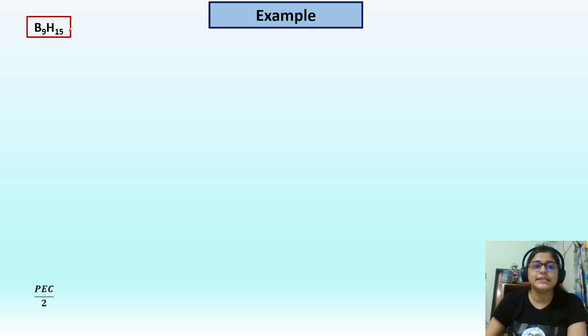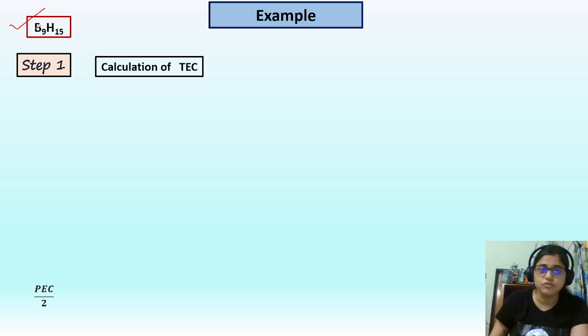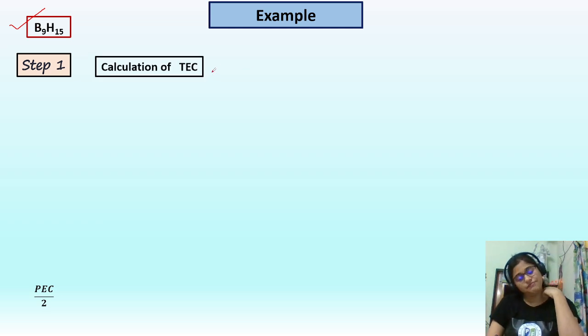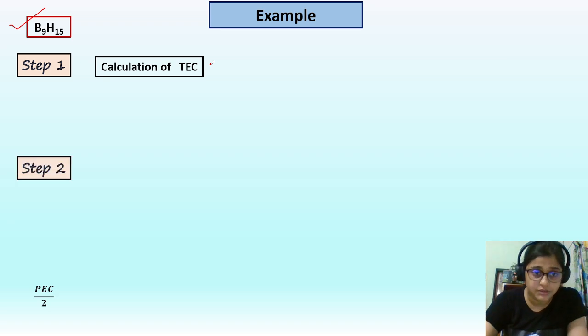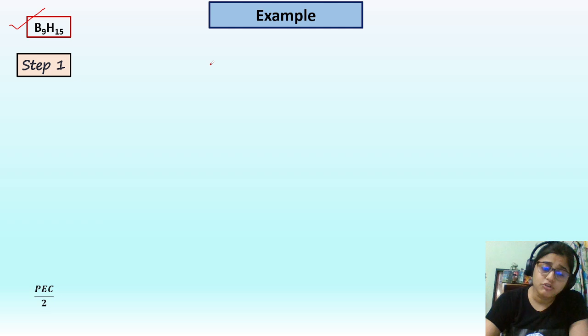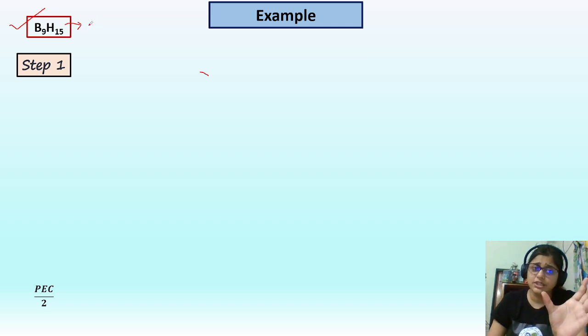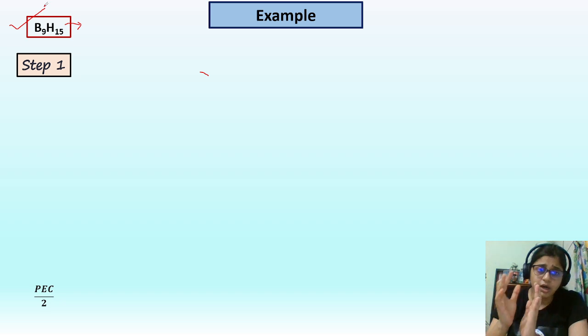Okay. So let's say this B9H15. Fine. First, what we have to do? The calculation of PEC. Fine. The total electron count. Second, okay. So first step is TEC, that is fine. But before that, we have to arrange it in such a way that we can take the BH unit inside a bracket, or we have to somehow take the BH unit.